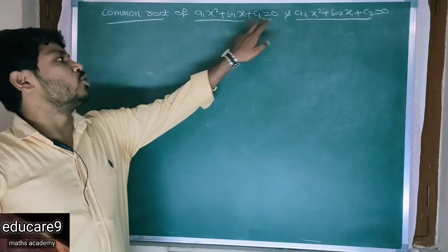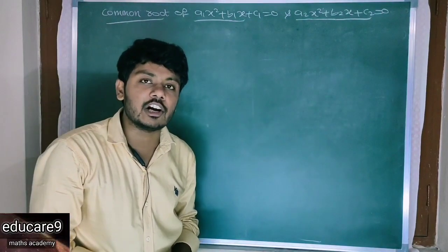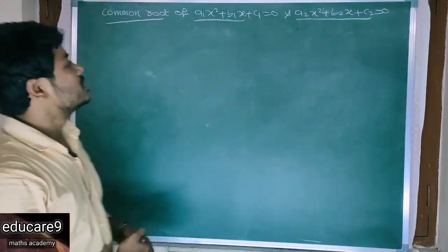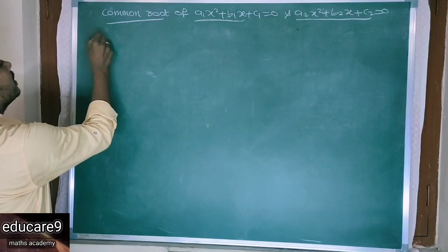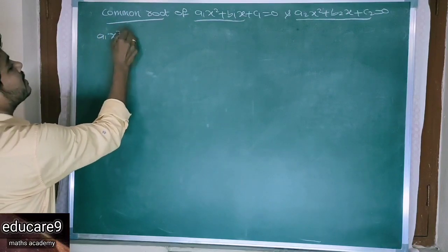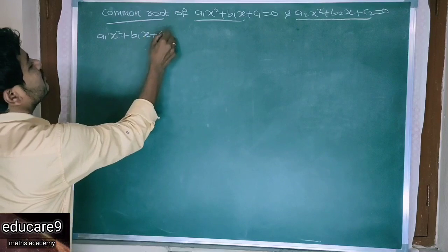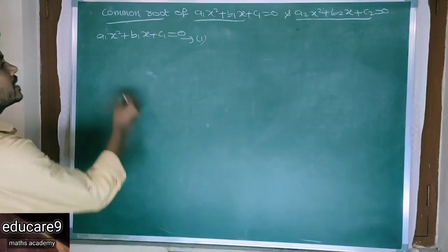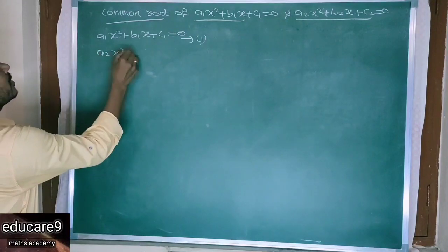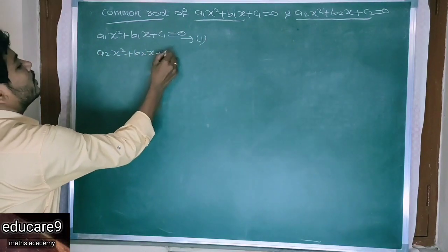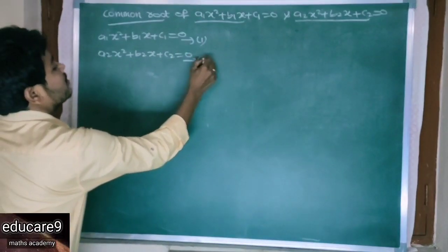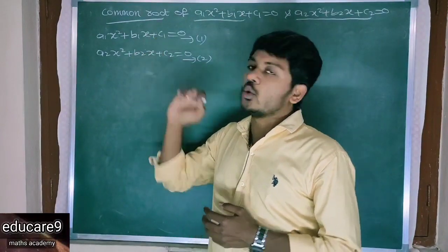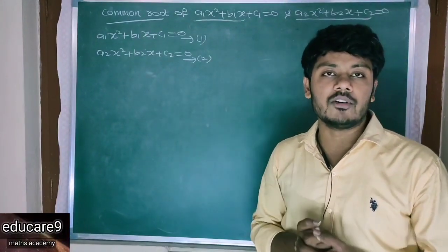Here, if two quadratic equations have a common root, then we want to find the condition. See here, given quadratic equations a1x square plus b1x plus c1 is equal to 0. This is equation 1. And the second one, a2x square plus b2x plus c2 is equal to 0. This is equation 2. So here both equations 1 and 2 have the common root alpha.